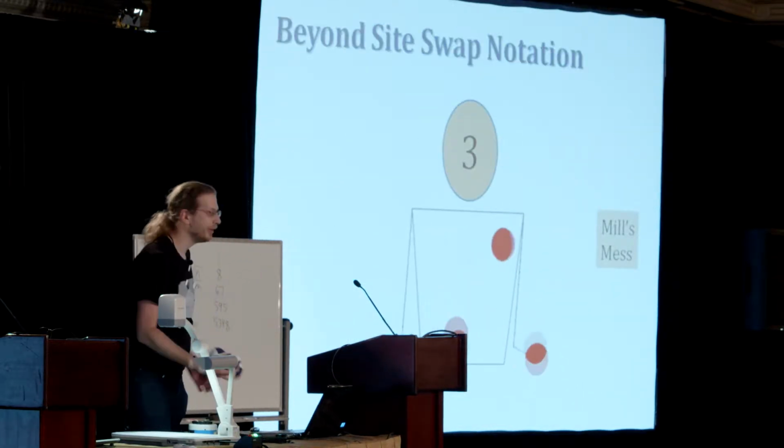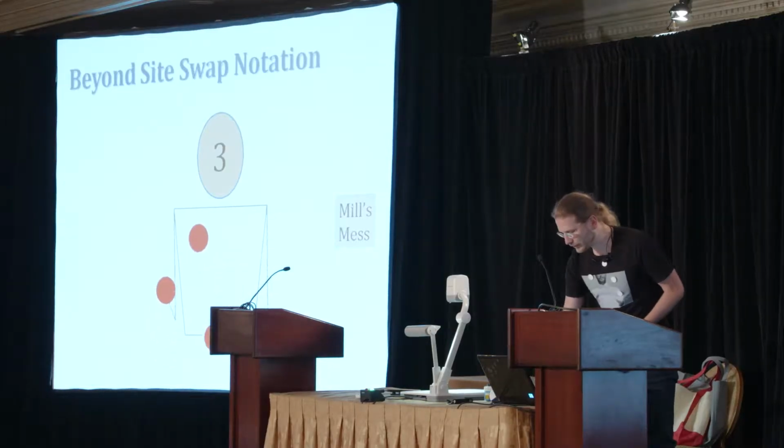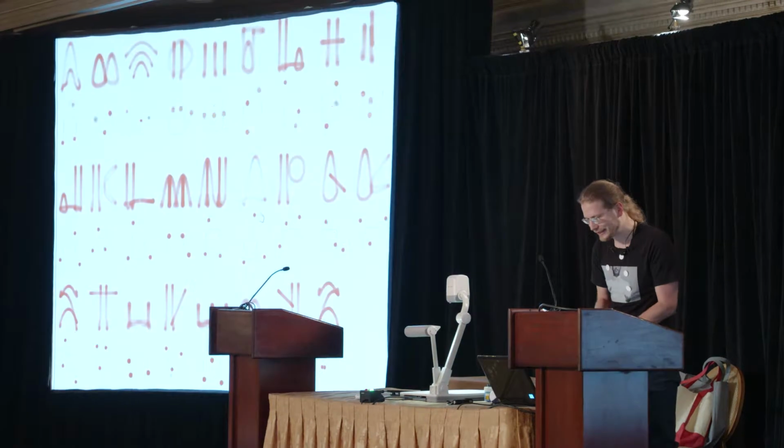For example, it's really hard to capture the idea of arms crossing in a juggling pattern, or in general, where the arms are moving separately from the timing of the pattern. In a certain sense, this looks the same as a regular 3-ball juggling pattern, but it's not the same. So we made a font to illustrate this idea.